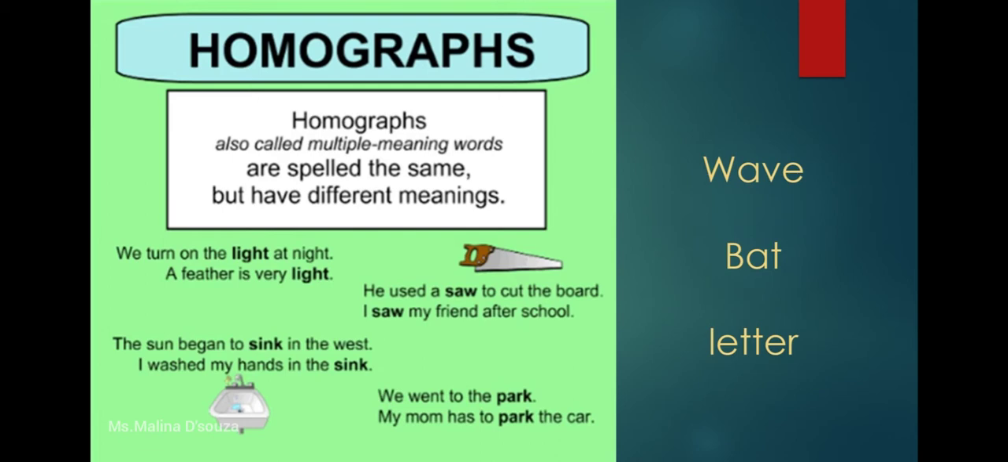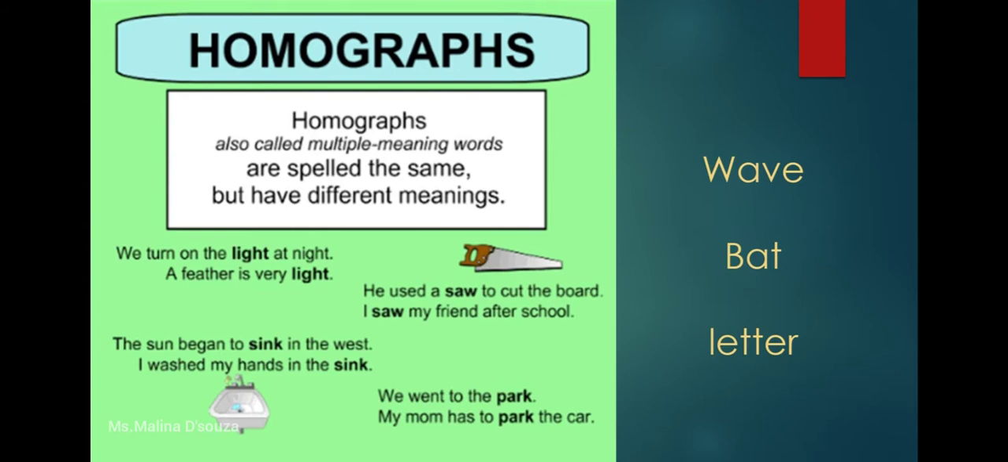The next sentence, he used a saw to cut the board. I saw my friend after school. In the first sentence, it's a tool. In the second sentence, it means dekhna. I saw my friend. The sun began to sink in the west. So we talk about sunset. I washed my hands in the sink, the image that you see over there.